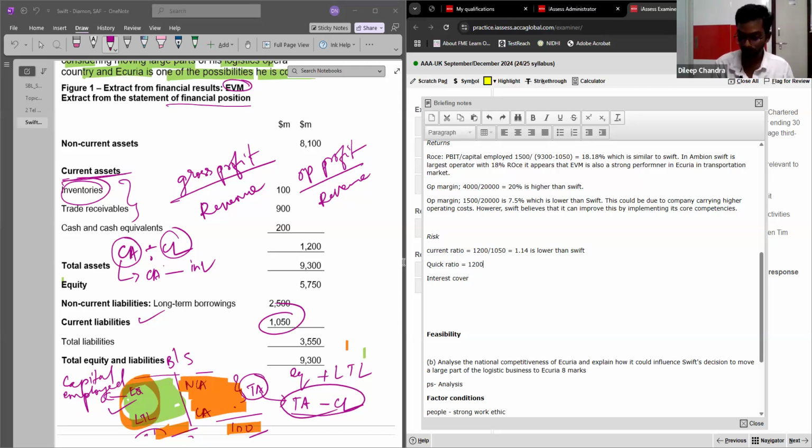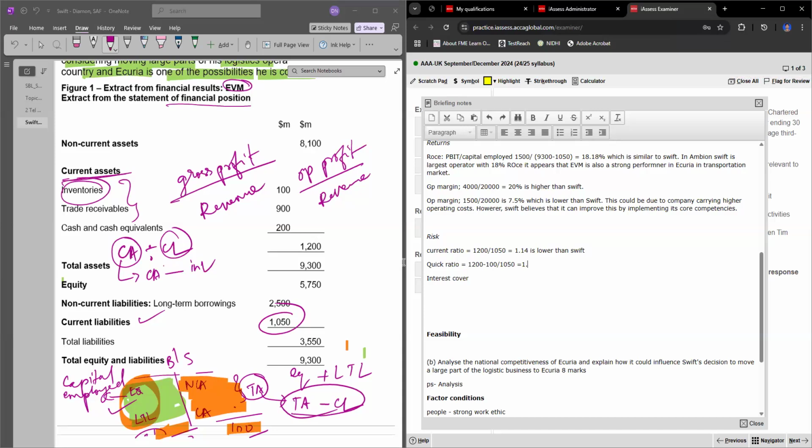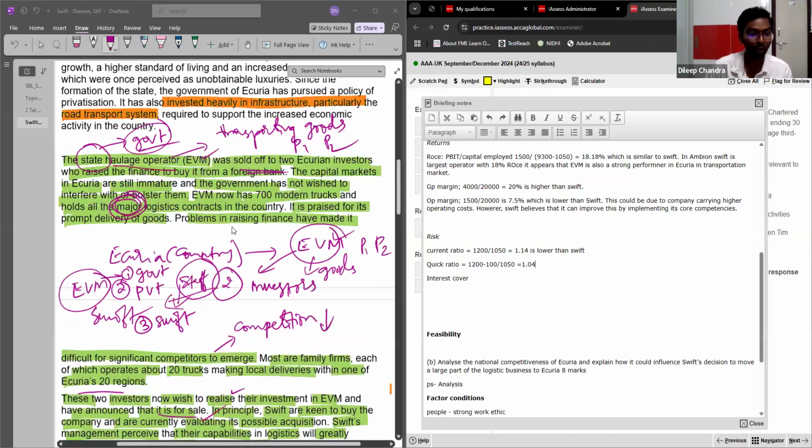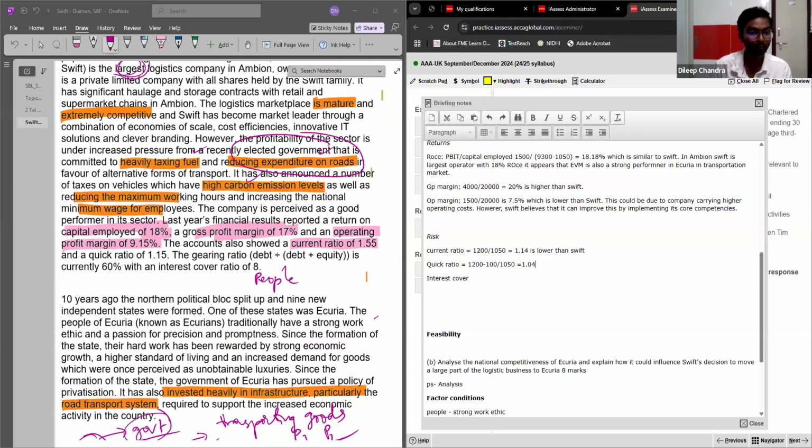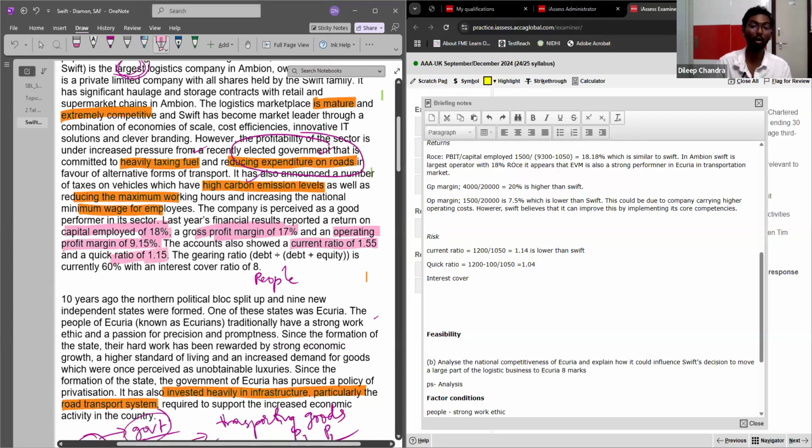Current assets are 100 minus inventories is 100, divided by current liabilities 1050. How much is it? 1.04. Okay, 1.04. How much is the quick ratio of Swift? Quick ratio of Swift is 1.15.